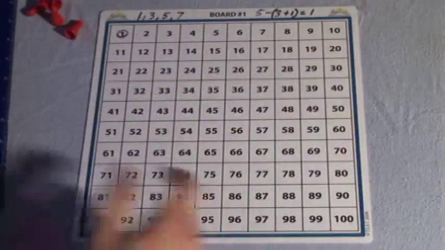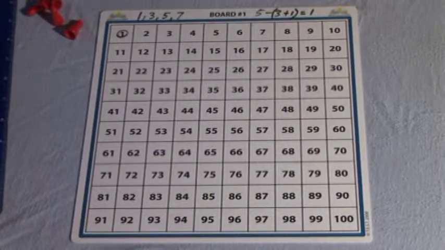You can see how far they can get, or how many numbers they can get out of the group of either 20, 50, or 100. This lesson is order of operations using boards number 1 and 3.